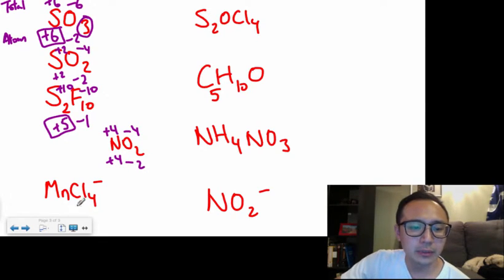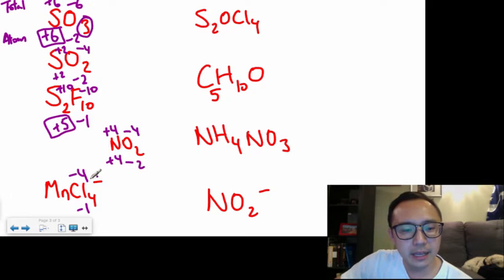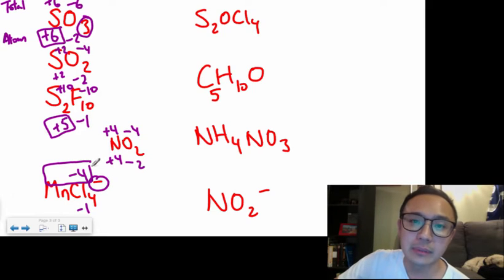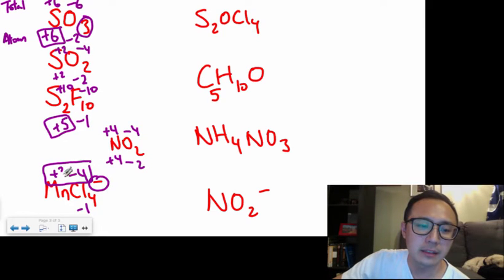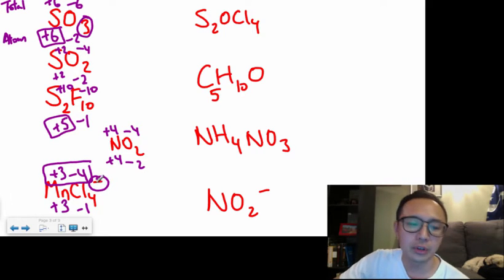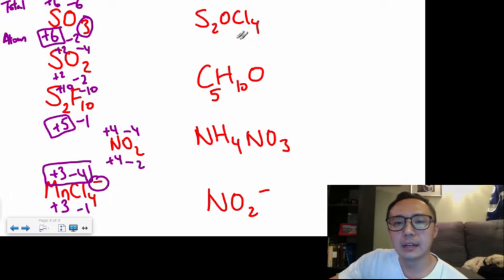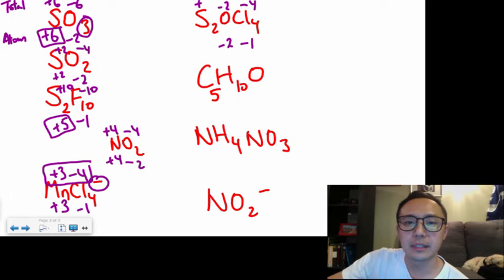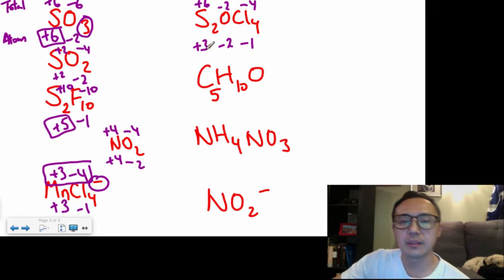Moving on to this one, chlorine has a -1, and there are 4 of them, so I'll have a -4. Now, because this one has an overall charge of -1, this plus the manganese has to equal -1, so this makes manganese +3, because +3 minus 4 gives you a -1 overall charge. That's how you do it with the polyatomic. Moving on to this one, S2OCl4, -1, -4. My oxygen is -2, so I'm going to put -2. So -2, -4, this gives me a +6, divided by 2 is +3.